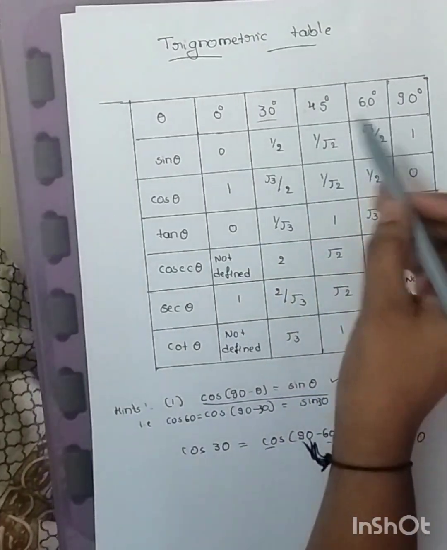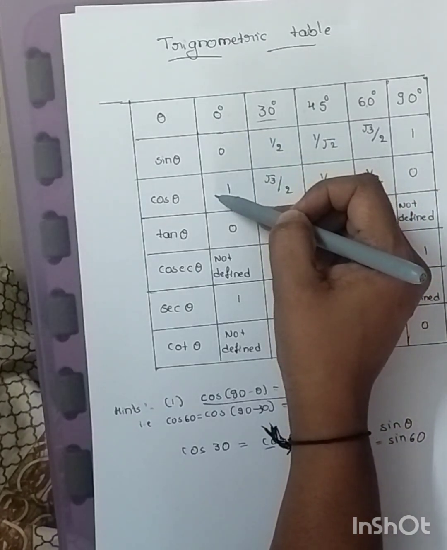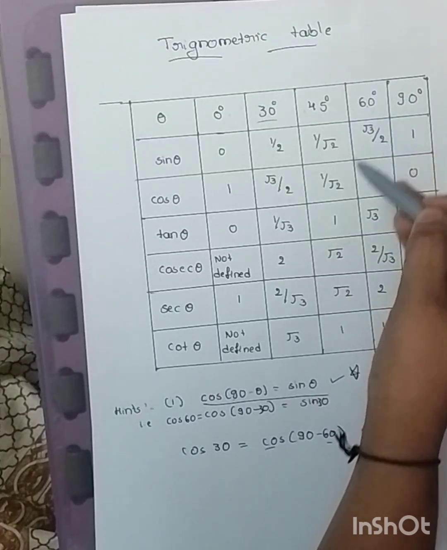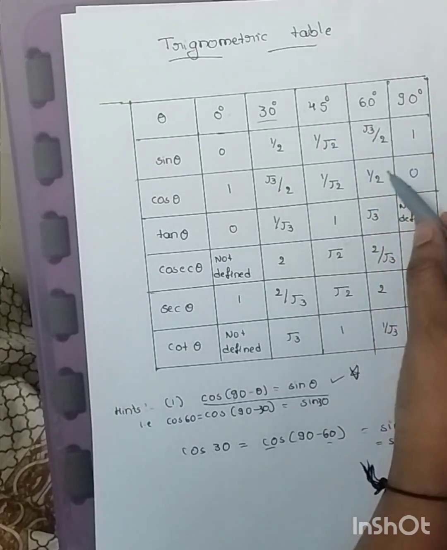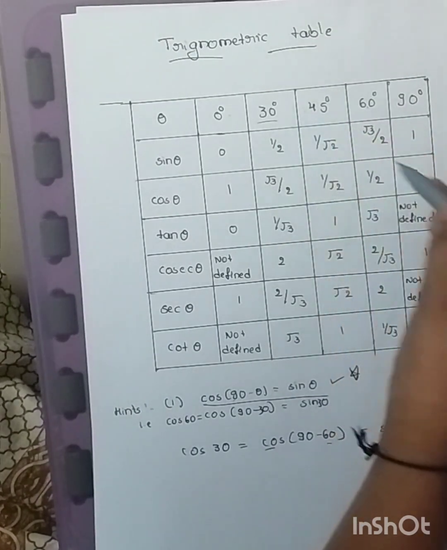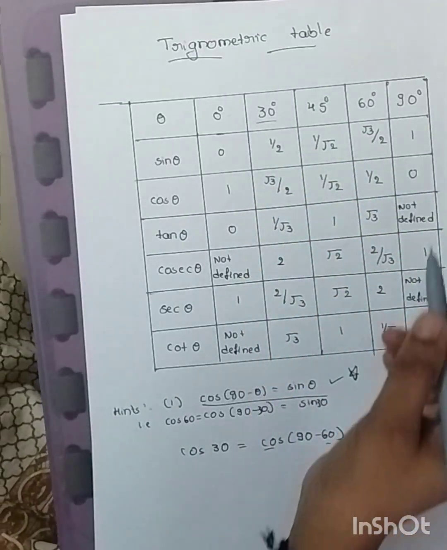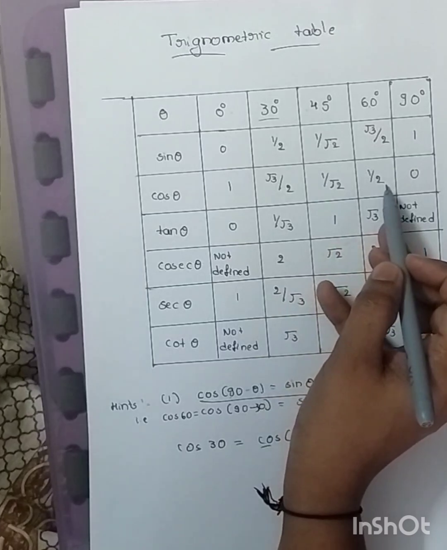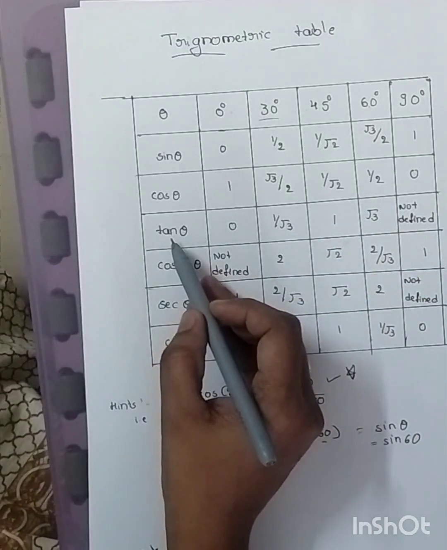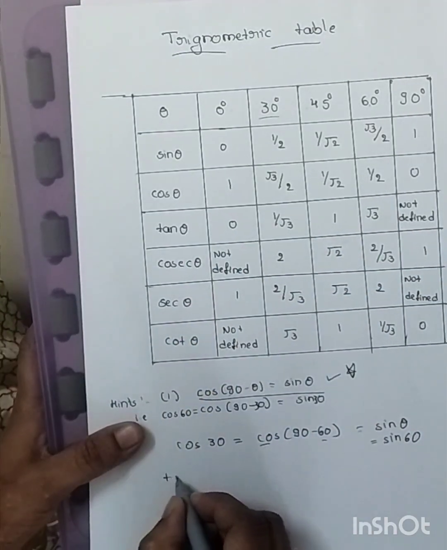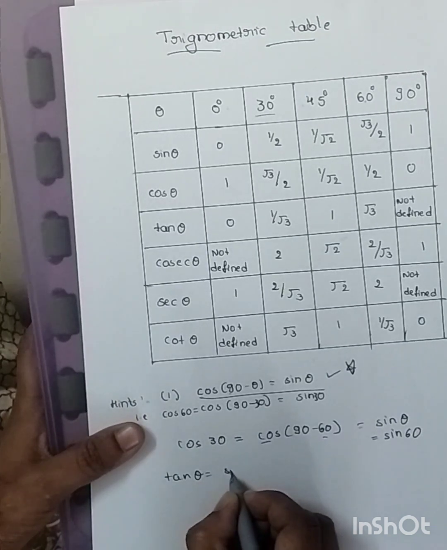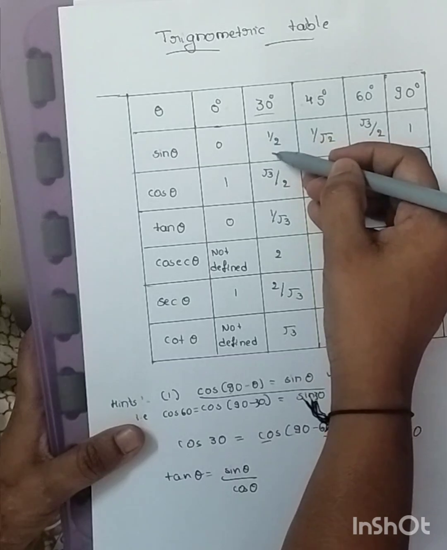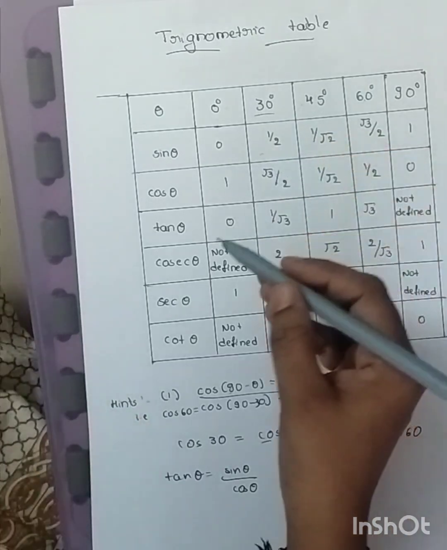You can see here, cos 0 is sin 90, cos 30 is sin 60, cos 45 is sin 45, cos 60 is sin 30 and cos 90 is sin 0. So if you remember the sine values and write them in reverse order, you will get cos theta. And by the relation we know that tan theta is equal to sin theta divided by cos theta. So if we take the ratio of sin theta to cos theta, you will get tan theta.